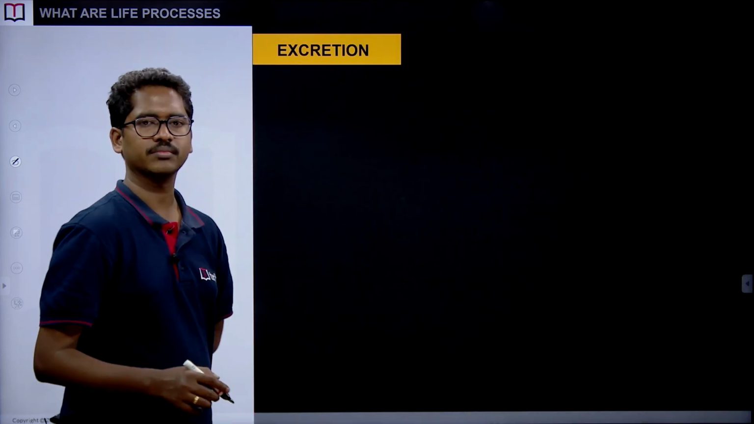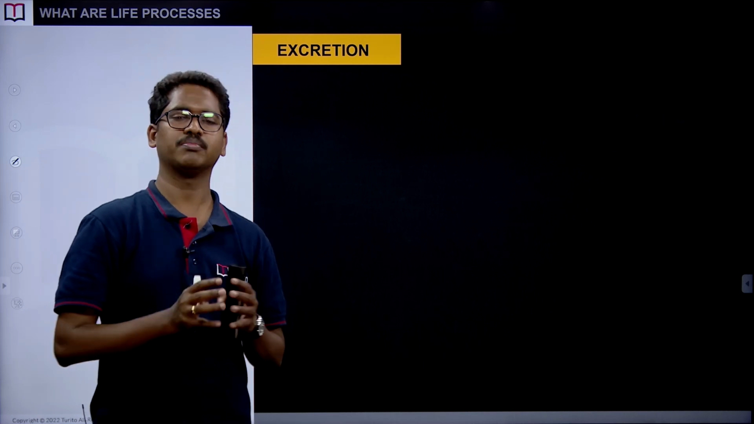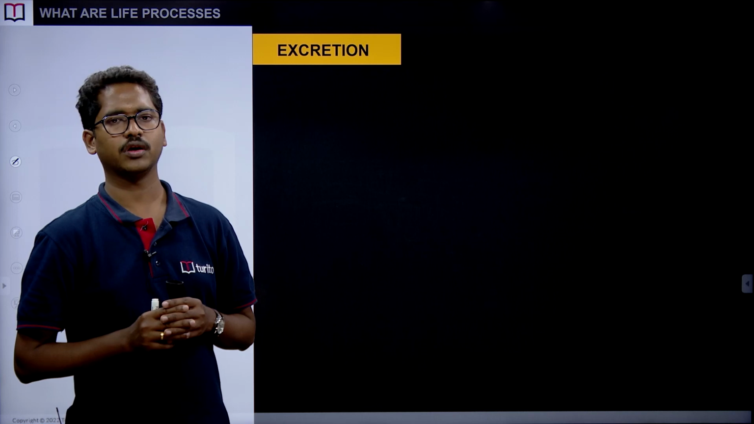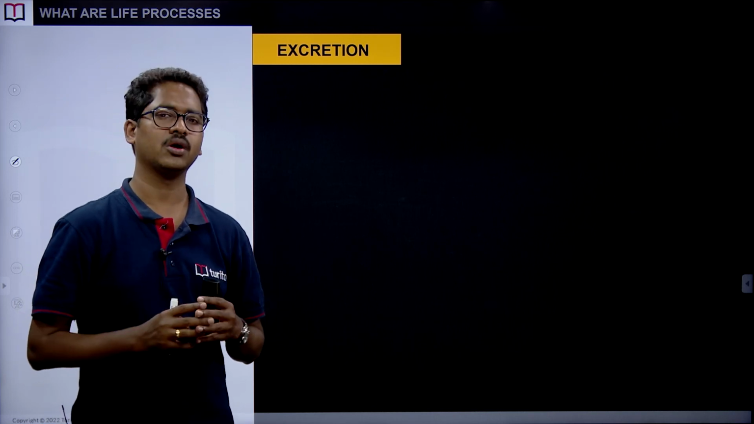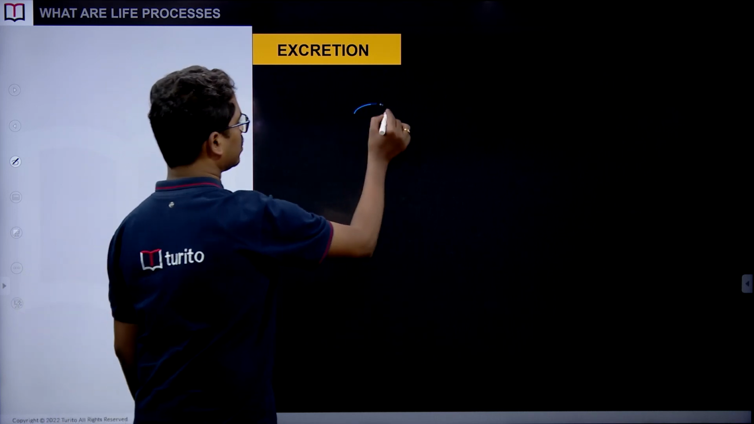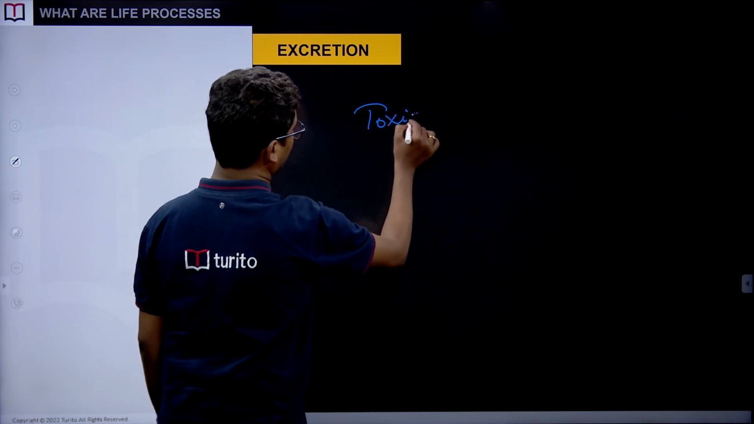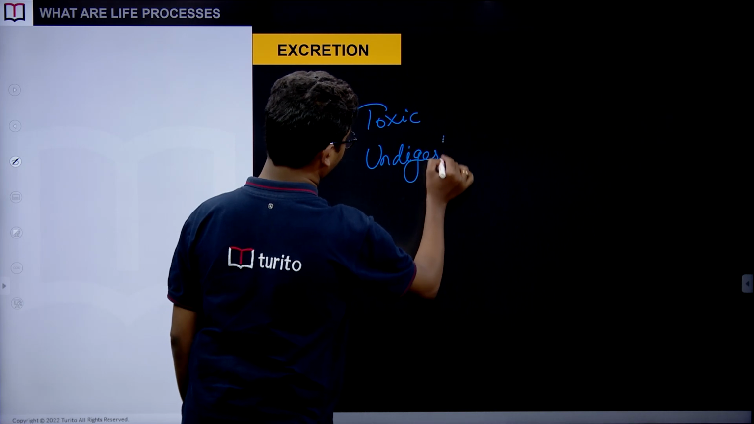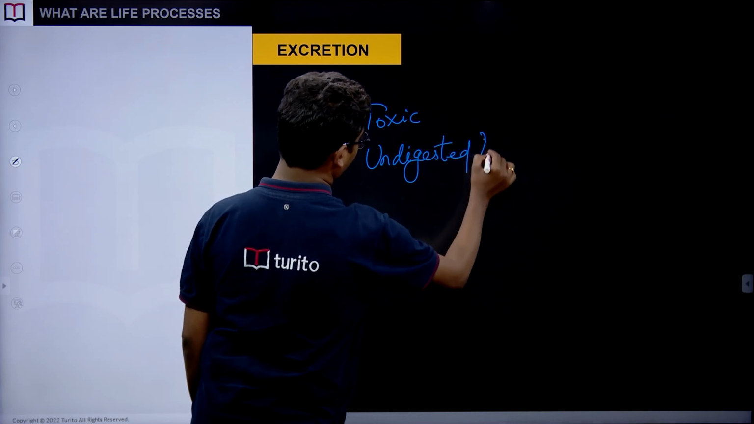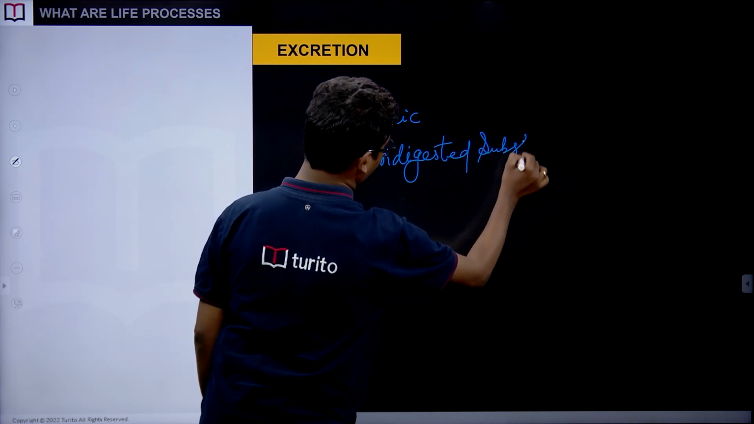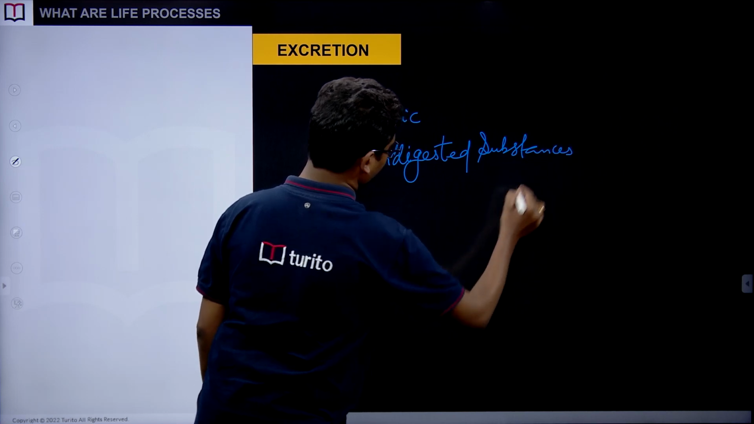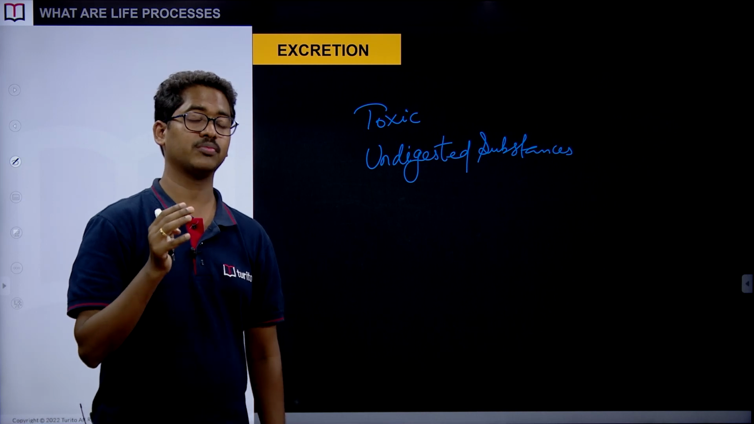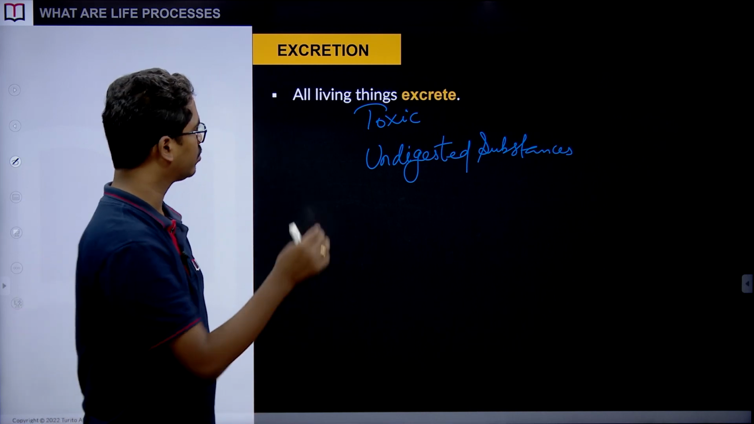So excretion, it is one of the most important processes wherein you see removal of the toxic substances from the body, or undigested substances. They are not poisonous, but they are to be removed from the body. So we need this process.